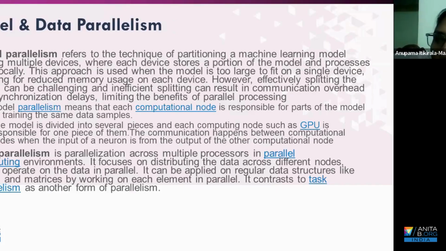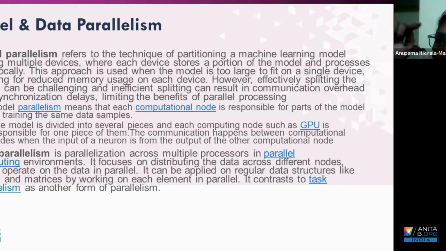I'm going to move on to model and data parallelism. We spoke about parallelism till now, which was setting a context for the inference that I passed. So what happens in model parallelism is it partitions a machine learning model among multiple devices, where each device stores a portion of the model and processes data locally. This is more like a cache concept that you see in your web applications or other full stack applications. Imagine it that way.